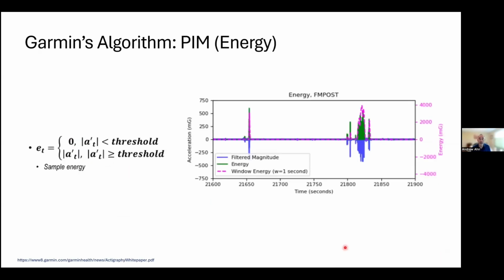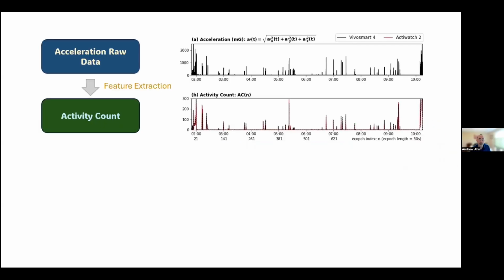And then Garmin's approach to proportional integration mode is also straightforward. It simply sums all data points whose absolute values exceed the threshold. And since we're measuring energy here, the PIM measures are expressed in milli-g's, representing the intensity of the movement.